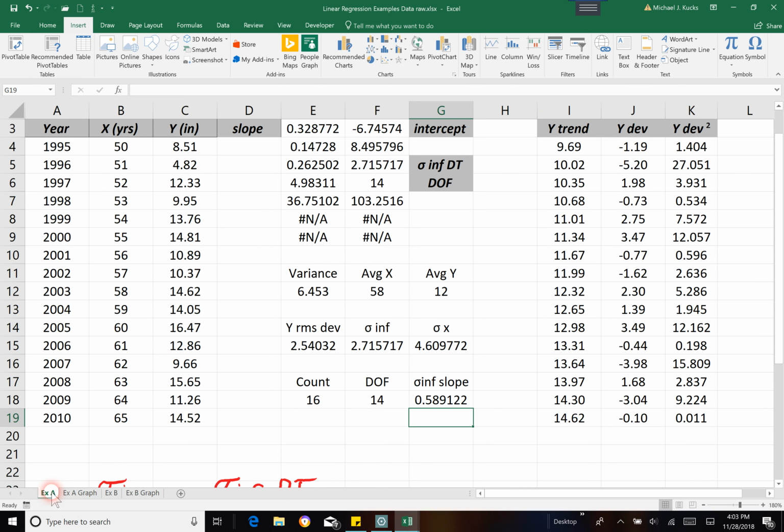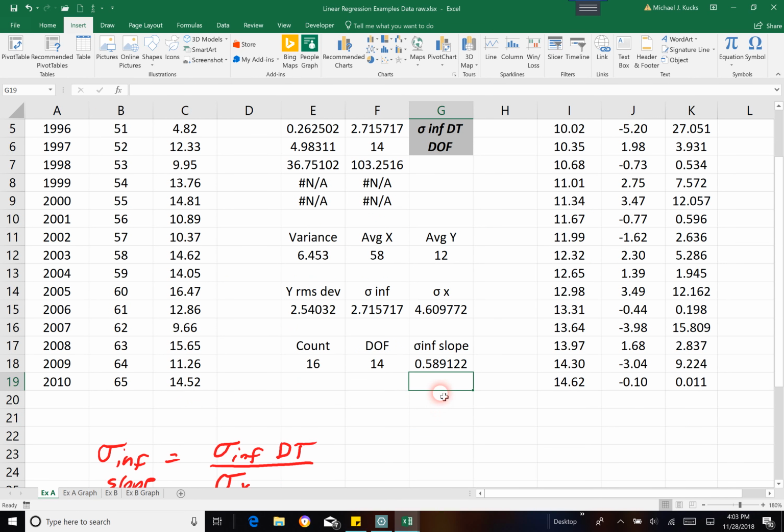And so we know that the measurement of the fluctuations of an average is a standard error. And so this is going to equal this population inferred standard deviation of the slope divided by the square root of the degrees of freedom.